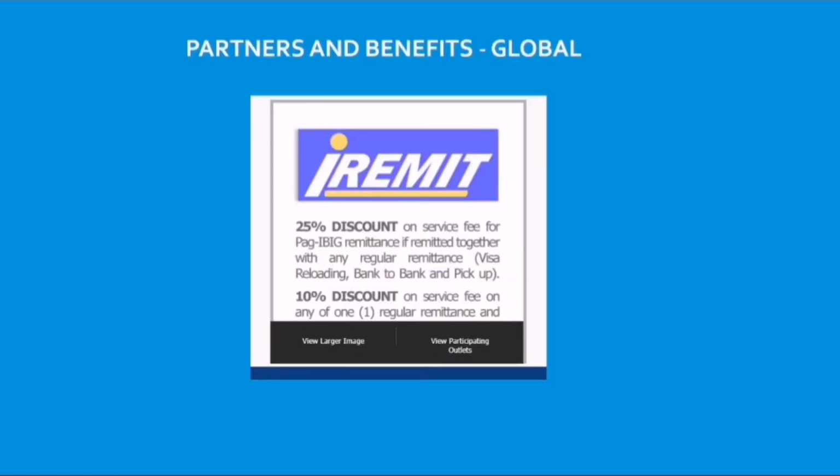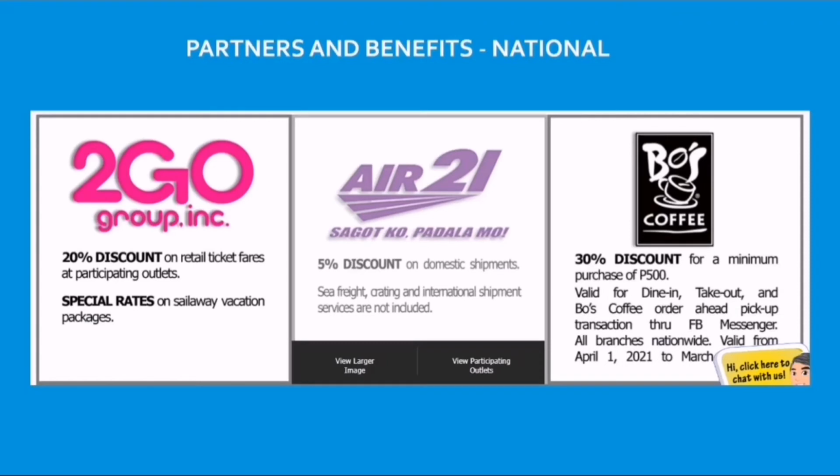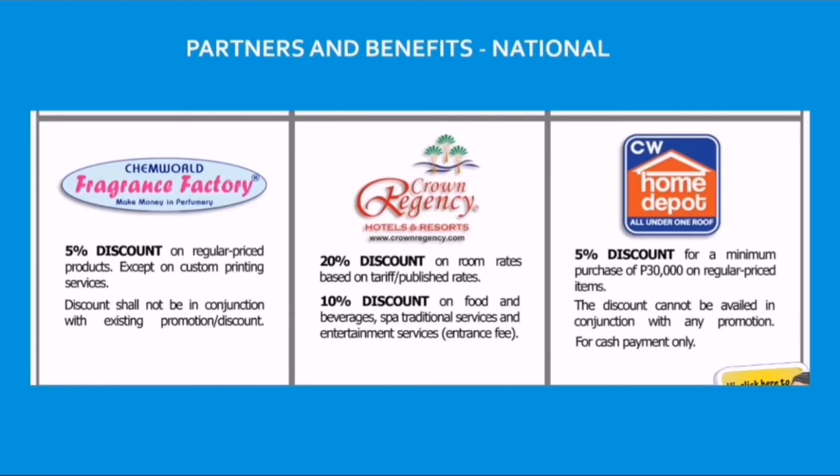Yung Loyalty Card Plus is not just cash card. Meron din siyang mga partners and benefits like mga discount. For global, iRemit 25% discount on service fee for Pag Ibig remittance if remitted together with any regular remittance. For partners and benefits national, To go, Group Inc., 20% discount on retail ticket fares at participating outlets. Air 21, 5% discount on domestic shipments. Boss Coffee, 30% discount for a minimum purchase of 500 pesos.